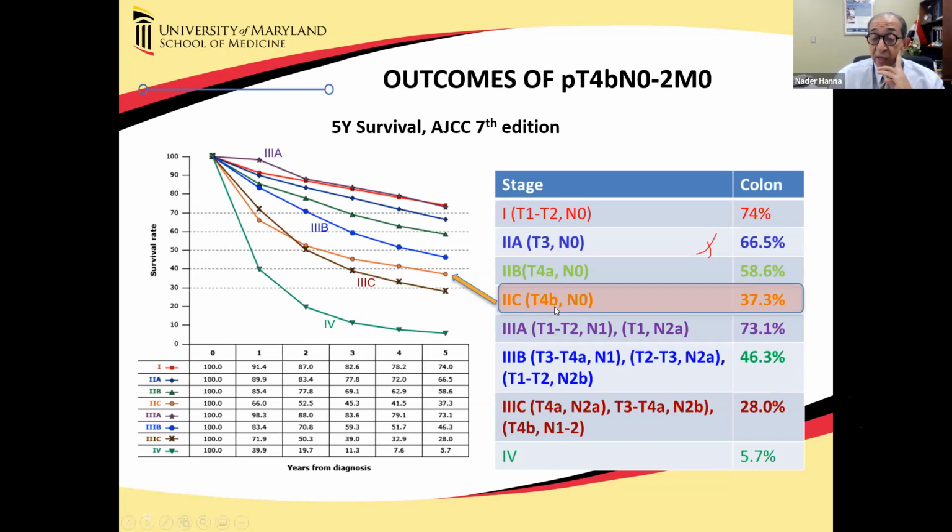This just tells you how bad the prognosis is, because even for a node negative T4B lesion, that stage 2C has worse prognosis than actually 3A and 3B, which is non-T4. And when you have T4A with node positive, or T4B with N1-2 disease, of course, these people have worse prognosis. The worst, just before stage 4, was only 28% 5-year survival.